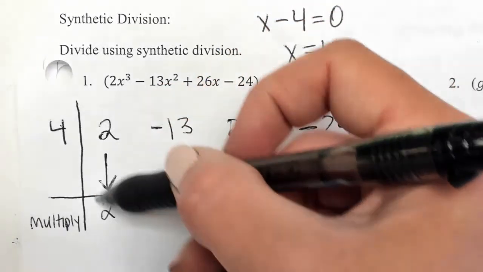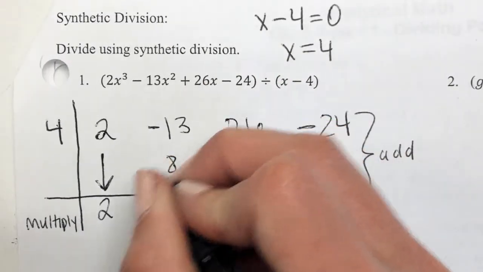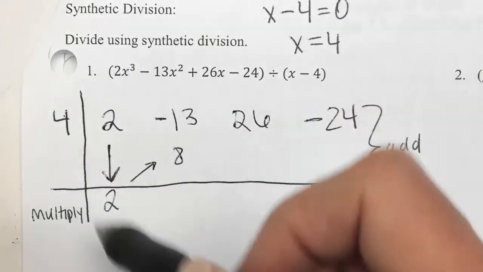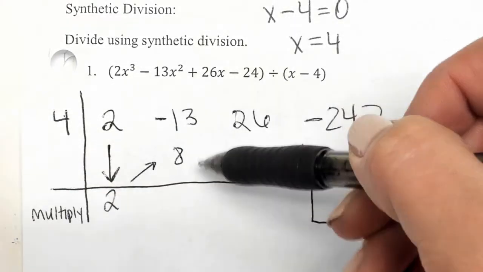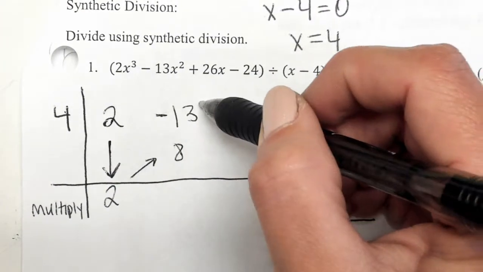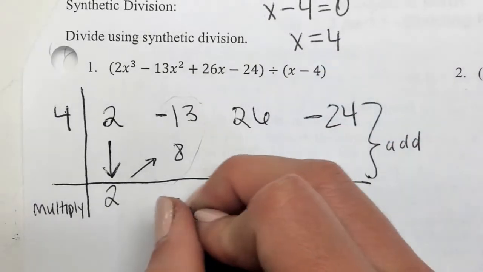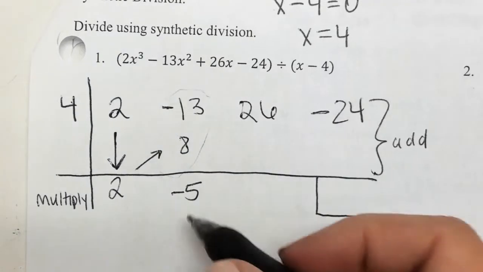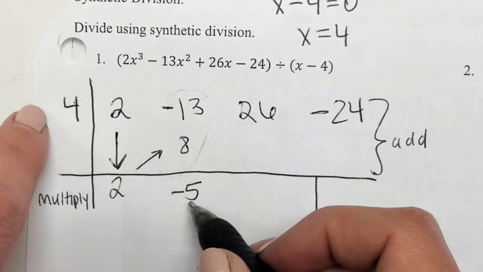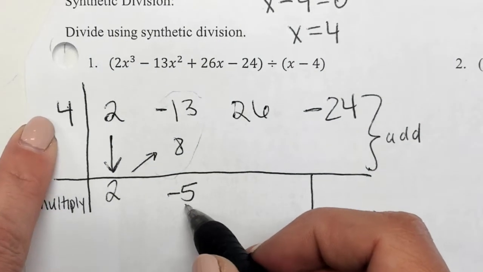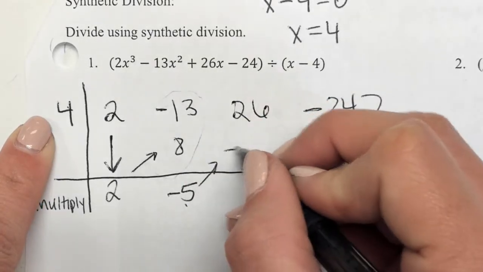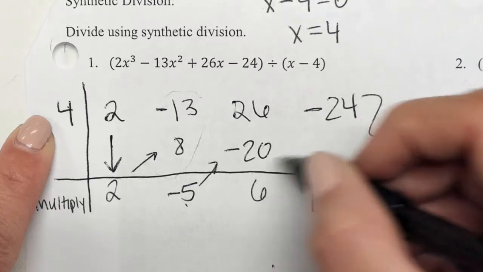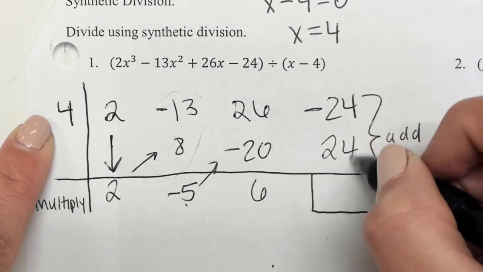So this 4 times 2 will make what? 8. That's where you're going to put it, right here. So 4 times 2 is 8. We're going to add everything up here together. So what's negative 13 plus 8? Bring it down. Everything under here, again, multiply it by 4. So 4 times negative 5. Negative 20. So this will be 6. This will be what right here? What's your remainder?